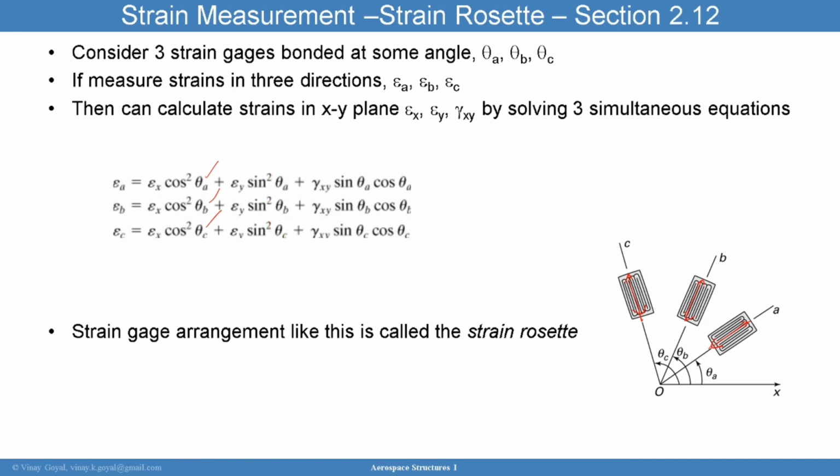And so now I should be able to, knowing epsilon A and epsilon B and epsilon C, calculate epsilon x, epsilon y, and gamma xy in this xy coordinate system. I should be able to calculate those strains. And so that's how you can use these measurements and these transformation equations to get the strain field in the XY Cartesian coordinate system.